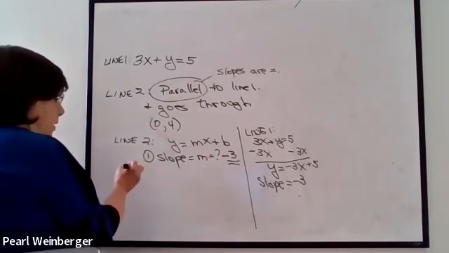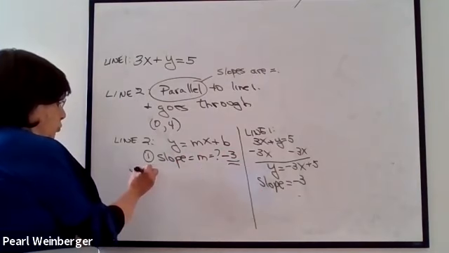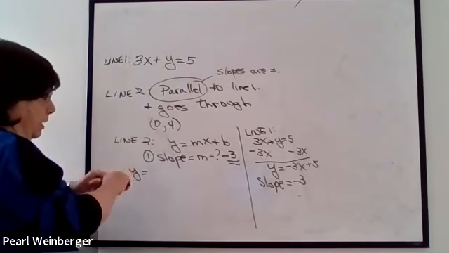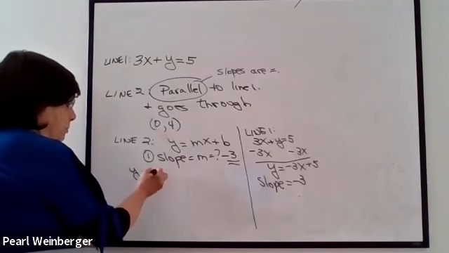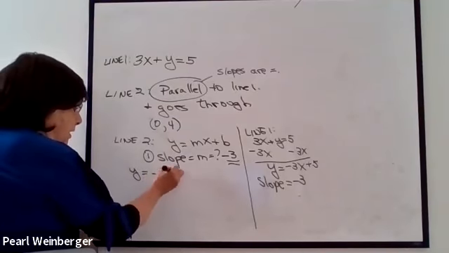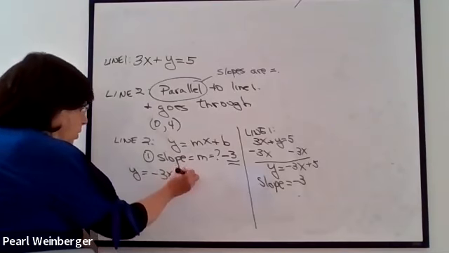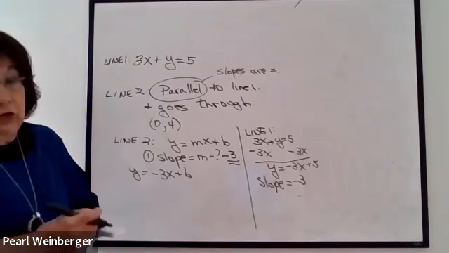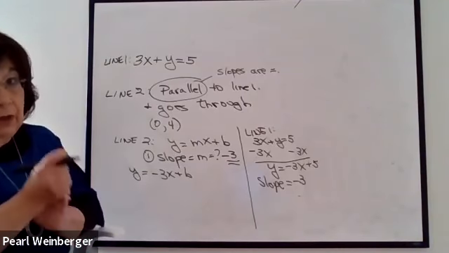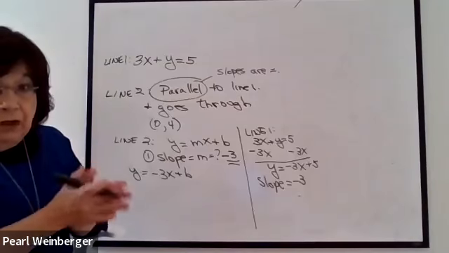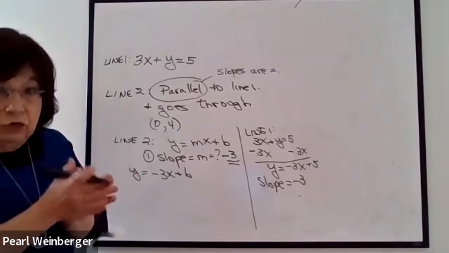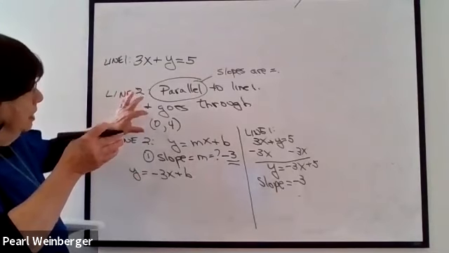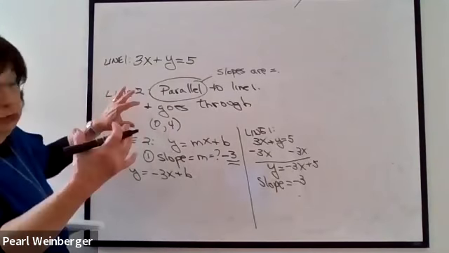So here I am. I know line 2, the one I'm trying to find the equation of, is going to be y equals negative 3x plus b. What I'm missing is the b, but I do what I did before. As soon as I figured out what the slope of the line is, and I'm trying to figure out what the b is, I take a point on the line, and all I need is 1.